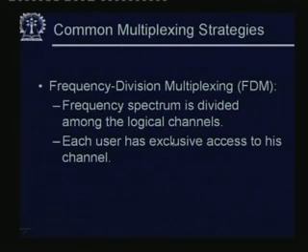And the other common approach is frequency division multiplexing. Here the frequency spectrum is divided among the logical channels. Here we have only one physical channel, but we want to have a number of logical channels. So, the frequency spectrum of the channel is divided. Each user has exclusive access to his channel.